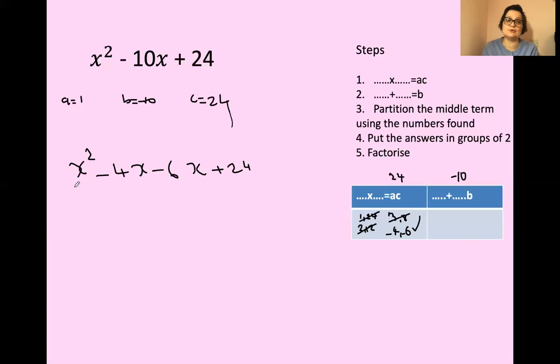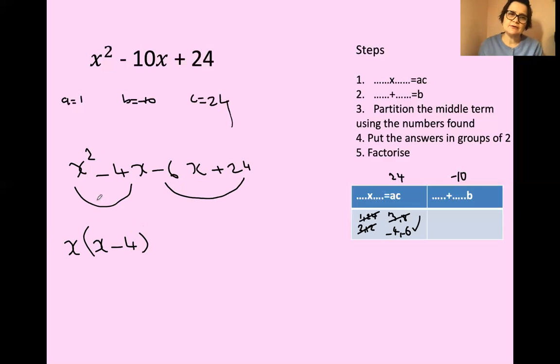And then now I'm going to group these two together and these two together. Common factor for x to the power of 2 and 4x is going to be x. So I'm going to factorize. That's why I group them in two. So I have x minus 4. Can you see? Stop for a couple of seconds and have a look back. What if I expand? Will I have the same answer? x times x, x to the power of 2, x times minus 4, minus 4x. So there you go. Our factorization is done correctly.